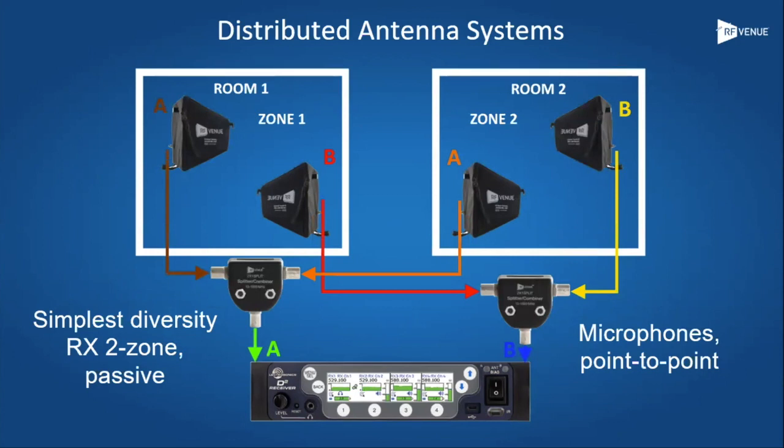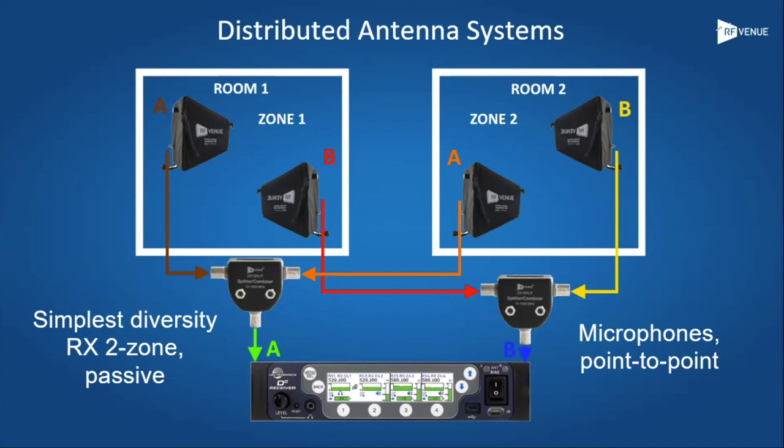This is the simplest representation of a two-zone setup, a two-zone diversity setup with passive components. Each zone is fully covered by two antennas. Again, we call them diversity A and diversity B. And although not shown here, we like to label these A1 and B1 in zone one, A2 and B2 in zone two, and on and on for however many zones you have.